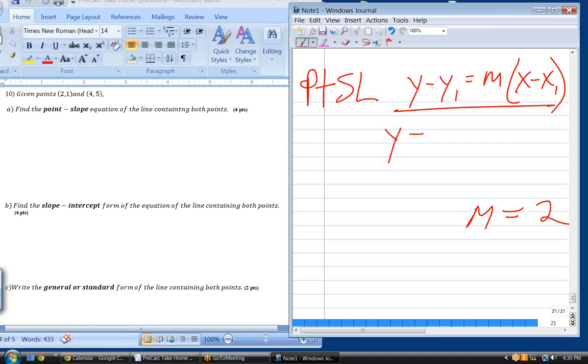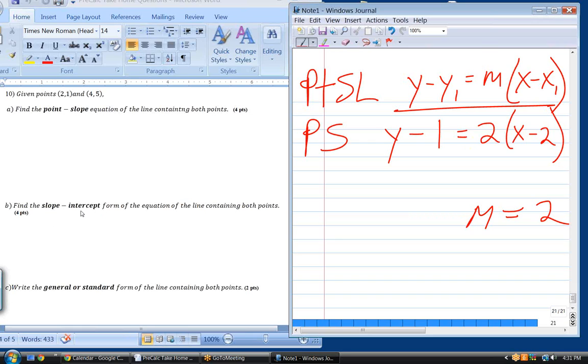It could be any of them? It's either this one or this one. Okay, so what's y sub 1? 1. Slope is 2. What's x sub 1? 2. There's your point slope format. And that's in final format. In other words, you don't have to simplify that. That's in point slope format. That's the proper answer.